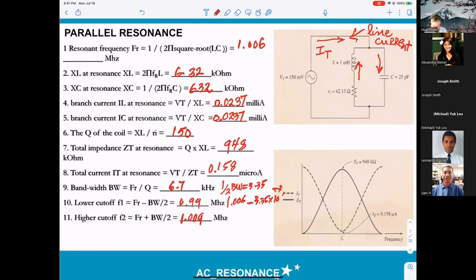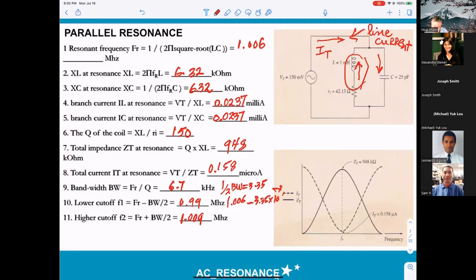Mr. Pham, I've got a question for you. Okay, go ahead. This is AC. It's just that usually IT is equal to I1 plus I2, isn't that right? Exactly. But the thing is, they cancel out. IC equals IL. However, the line current, you still get a little current. And when you calculate the IT, you get the V total and the G total. So that will be 0.158 microamp.